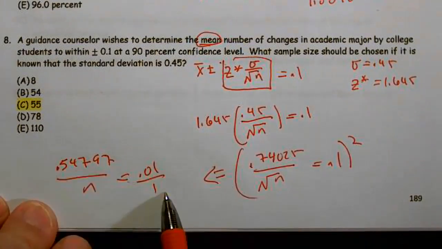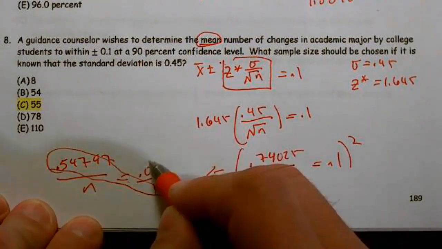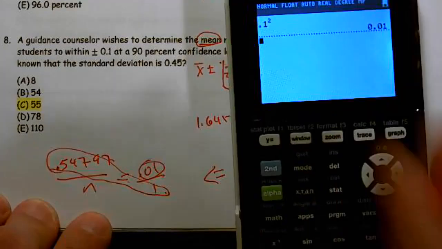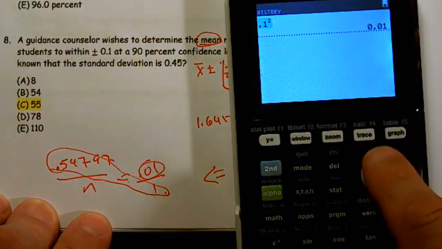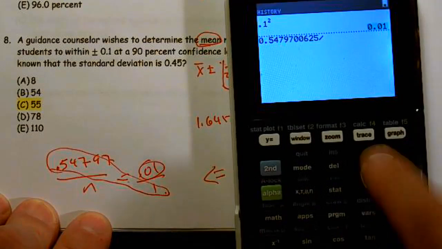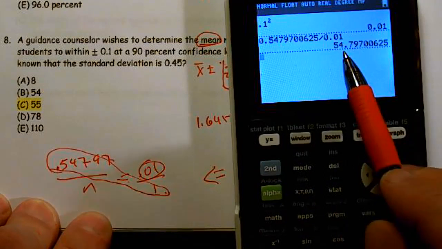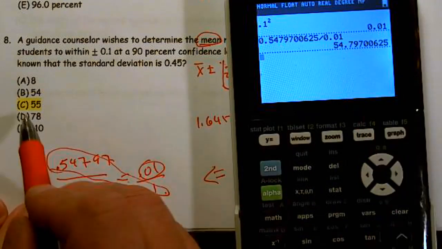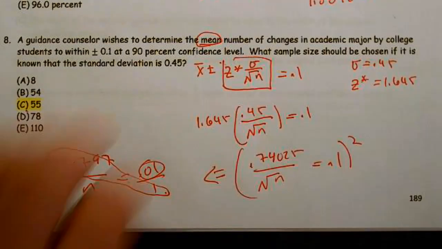I see I have a proportion. So these two are getting multiplied, dividing by a third. So let's get that value back. Want that value divided by this. And 54.7, we always round up. So that takes us to 55. Okay, that's number 8.